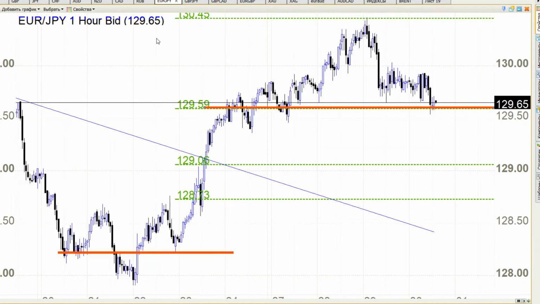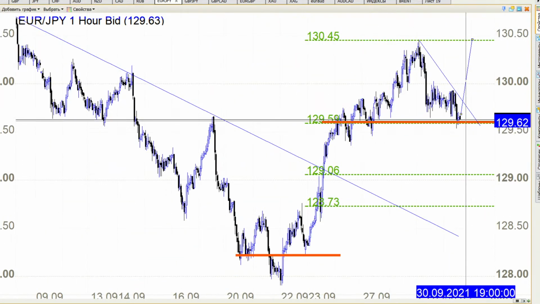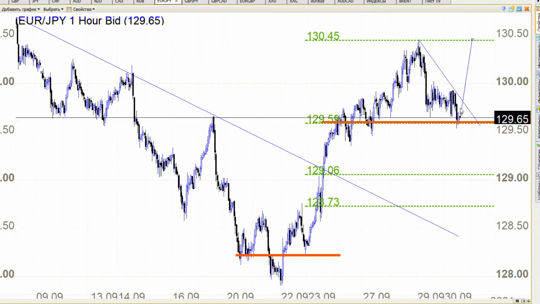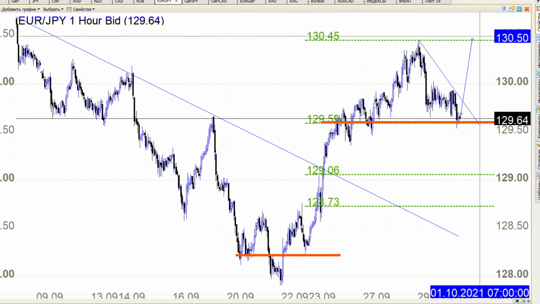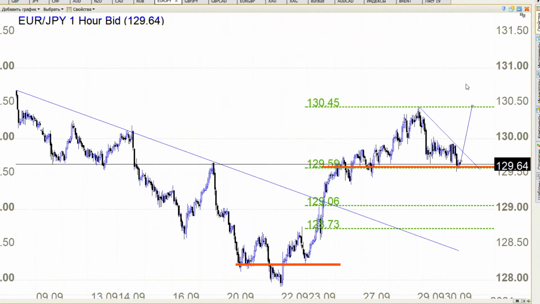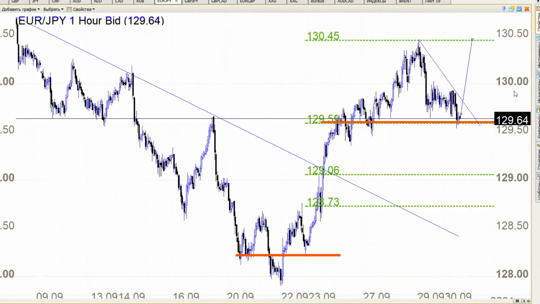And if they give us a rebound, if they break this tendency like this, you are really welcome to buy with the target 130.45. This may work for you, but they need to give you a rebound from this level of support, 129.60. They need to break this tendency. Maybe they give you a test of this tendency. And after that, your target is 130.45, and after that, 131. That's how it works.